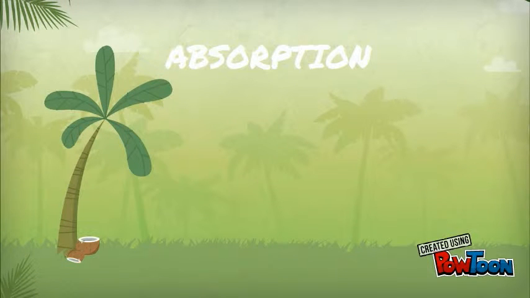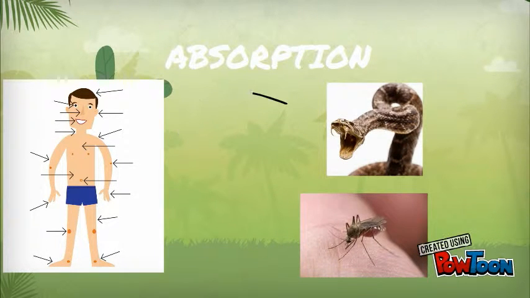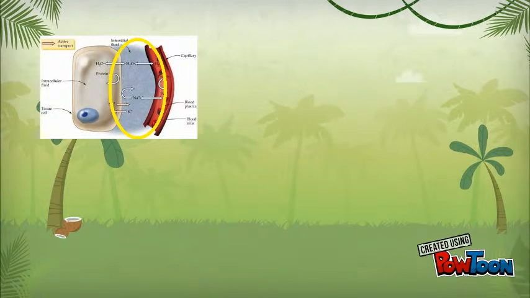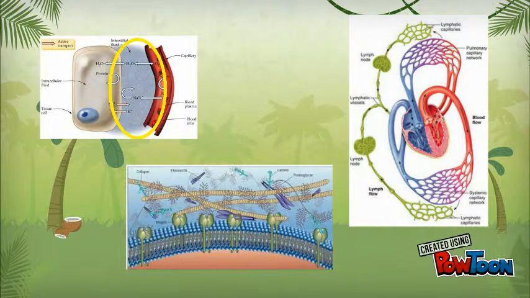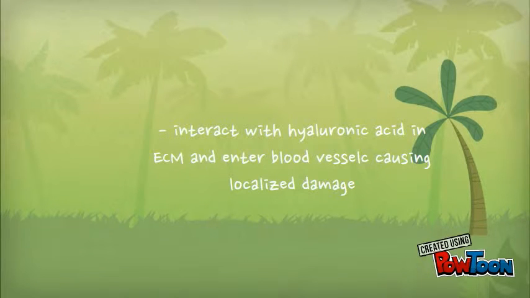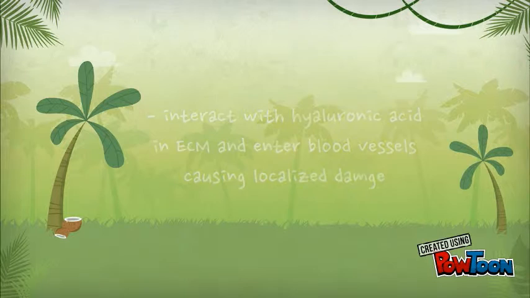Extracellular phospholipase A2 is introduced to the body primarily by injection due to a snake or insect bite. Absorption occurs in the interstitial space, the extracellular matrix, and by the blood and lymphatic capillaries, depending on the physicochemical properties of the venom's component molecules. The venom which contains PLA2 interacts with the hyaluronic acid in the extracellular matrix and enters the blood vessels, causing localized damage to the vascular endothelium, which further causes the absorption characteristics of damaged vessels to change.